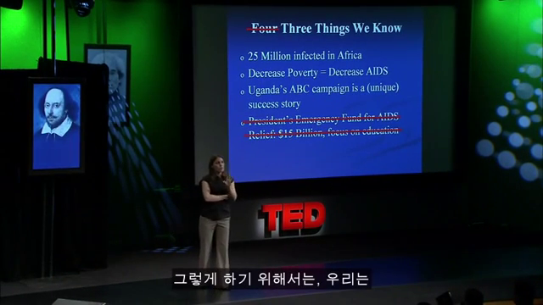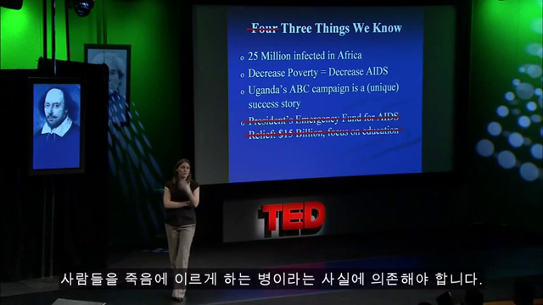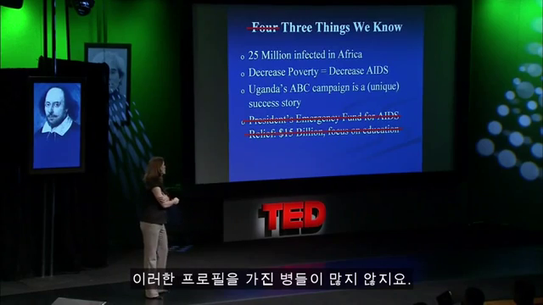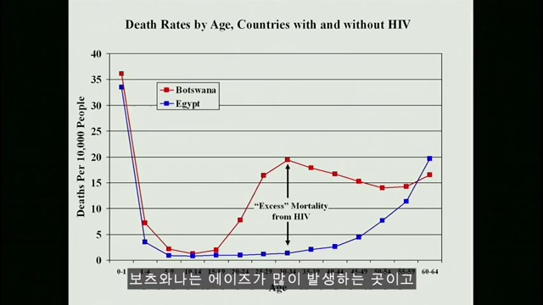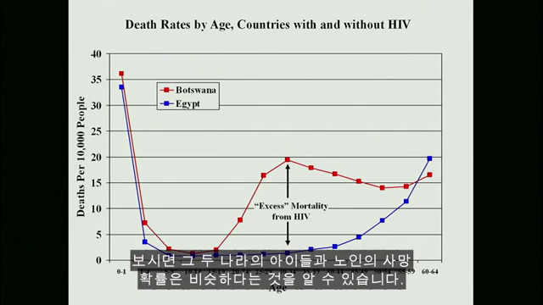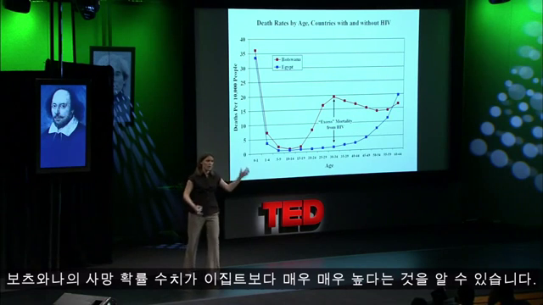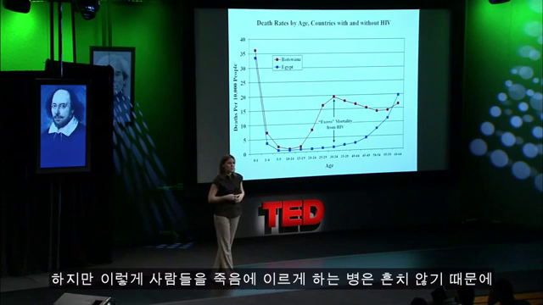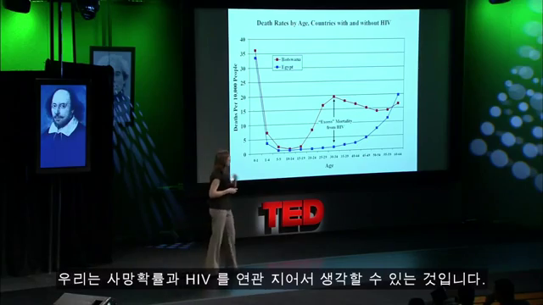To do this, we're going to have to rely on the fact that AIDS is a very specific kind of disease. It kills people in the prime of their lives. Not a lot of other diseases have that profile. And you can see here, this is a graph of death rates by age in Botswana and Egypt. Botswana is a place with a lot of AIDS. Egypt is a place without a lot of AIDS. And you see they have pretty similar death rates among young kids and old people. That suggests pretty similar levels of development. But in this middle region, between 20 and 45, the death rates in Botswana are much, much, much higher than in Egypt. But since there are very few other diseases that kill people in that age range, we can really attribute that mortality to HIV.